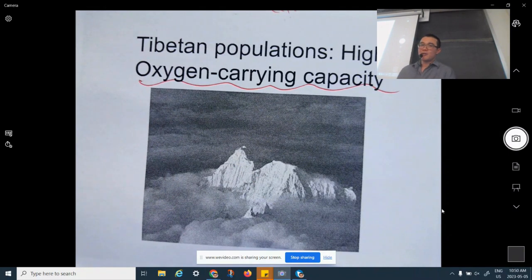Now, it's interesting because I was talking about this with the first period class. You can actually train yourself to have higher red blood cell counts. That's what a lot of times athletes do. That's what certain special forces do. However, in this situation, we're talking about a genetic one.